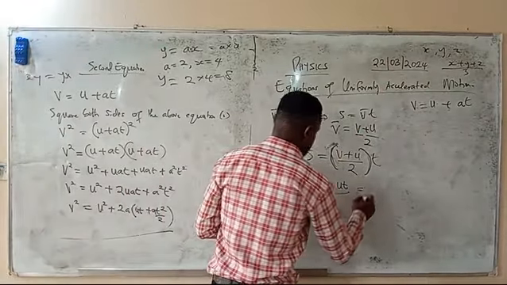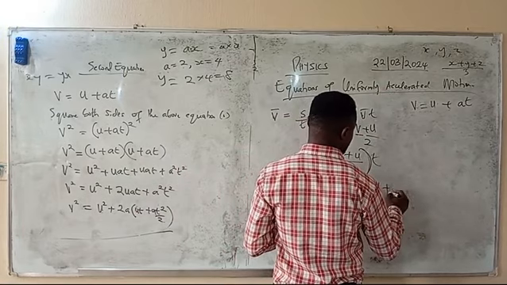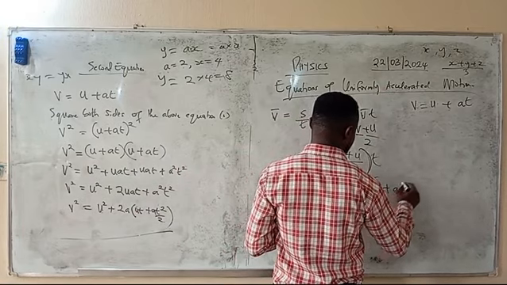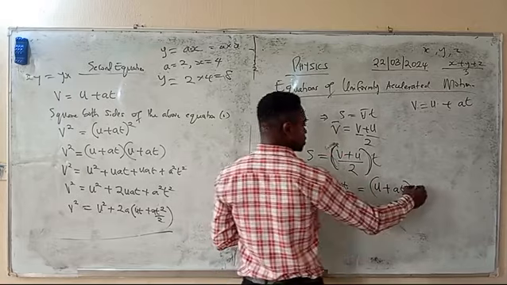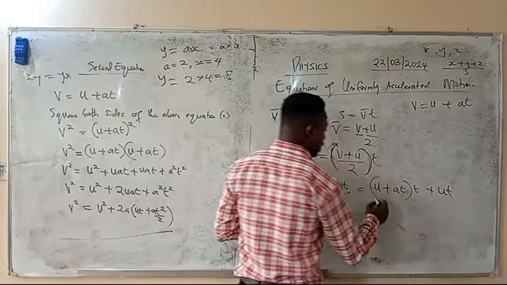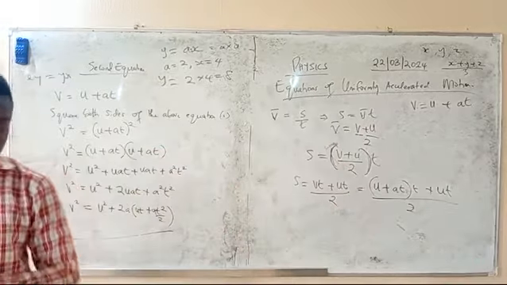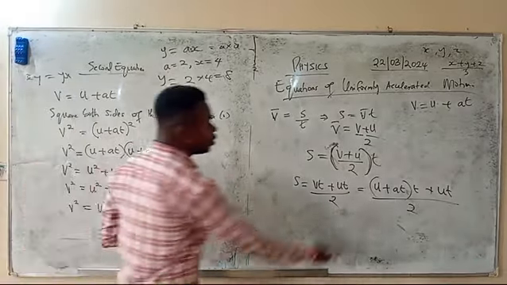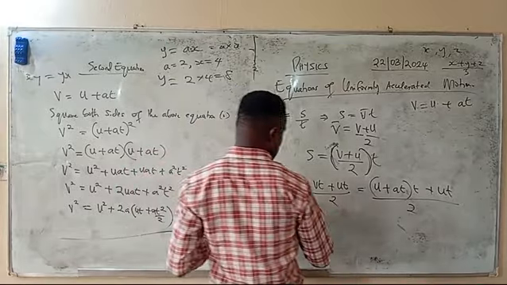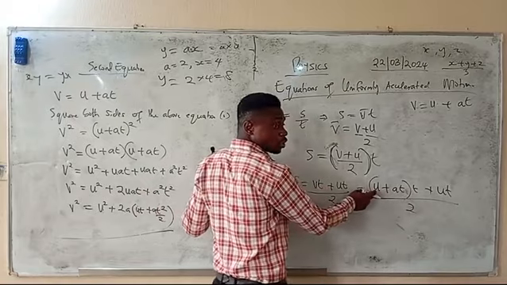So this simply means that S is now equal to what? U plus AT, all in brackets, times T, plus Ut, all over 2. Is it clear? Good. So let's continue. Let's open up these brackets. So S is now equal to what? T times U is what?